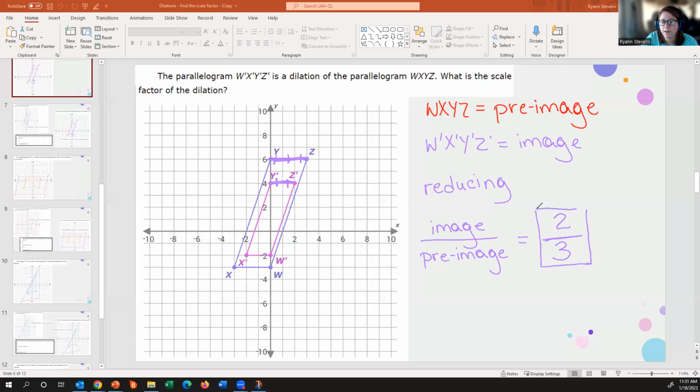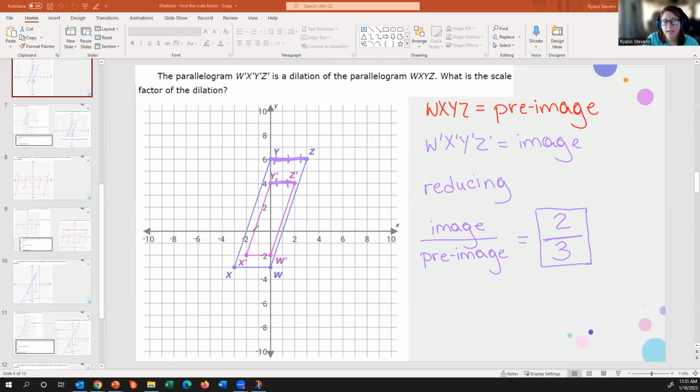And this is a really great way to check your answer too, because we determined that we were reducing the pre-image down in size to get to the image. And so if I got a whole number with this, I would know that something was wrong, maybe I had flipped my fraction upside down or wrote it incorrectly. But when you're reducing it, you should be getting a fraction for your scale factor value, okay?